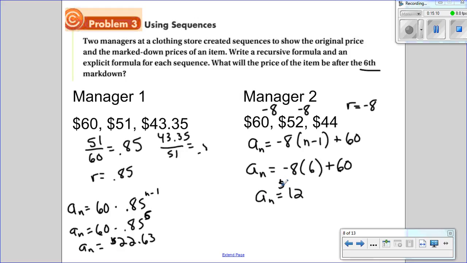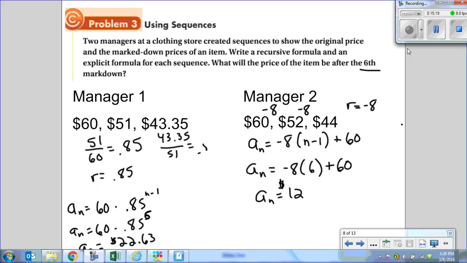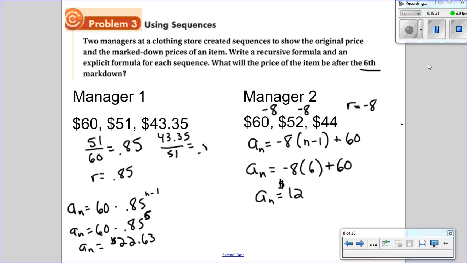And therefore, in this case, our sixth markdown would take us to $12. And over here would take us to $22.63. And all right, that's the section 8 video.